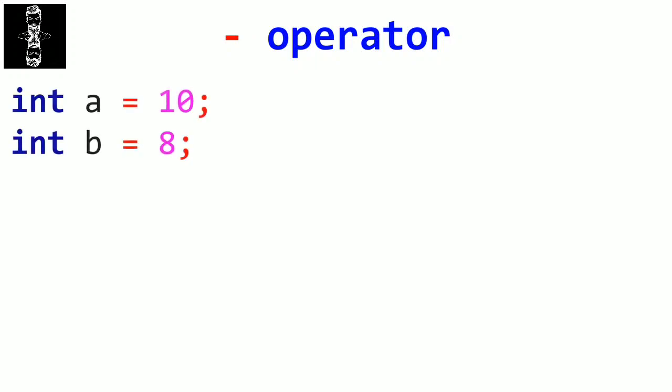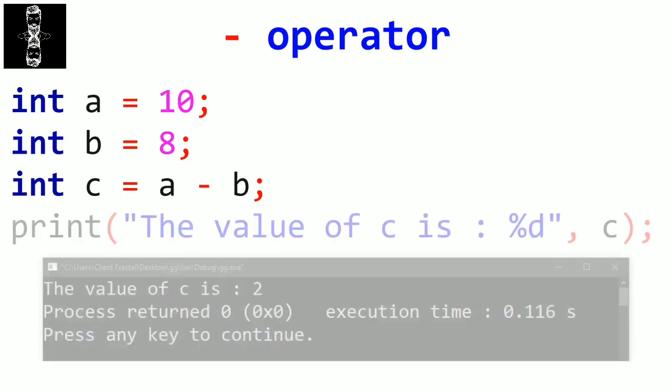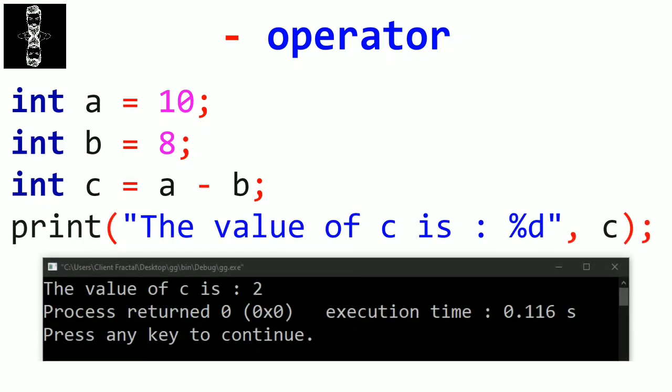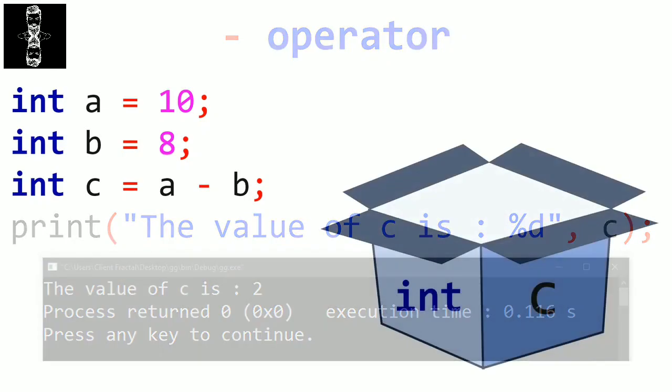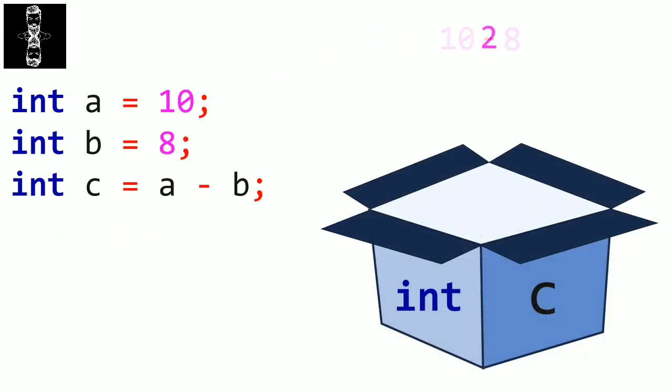Let's do an example. Let's use the same variables a, b, and c we worked with in addition. But now, instead of assigning the addition of a and b, we will replace the plus sign by the minus sign. So now, the value of c is 2, because a minus b returns 10 minus 8, which is 2. Addition and subtraction are basic operations that you should know if you ever did some basic math.